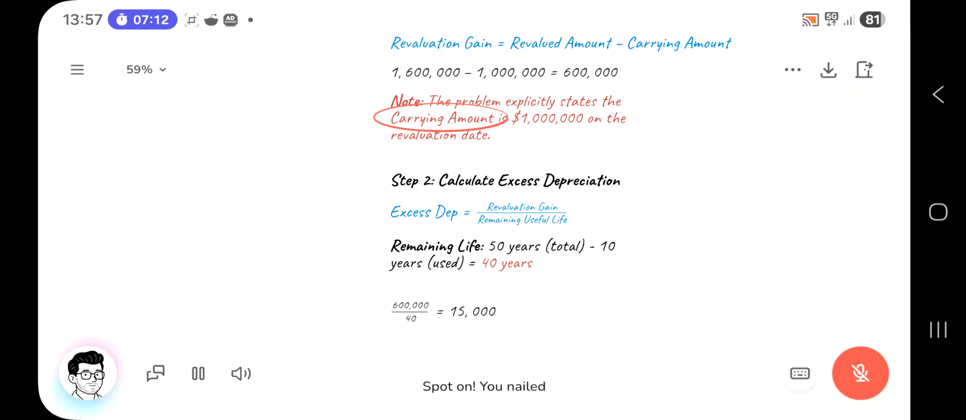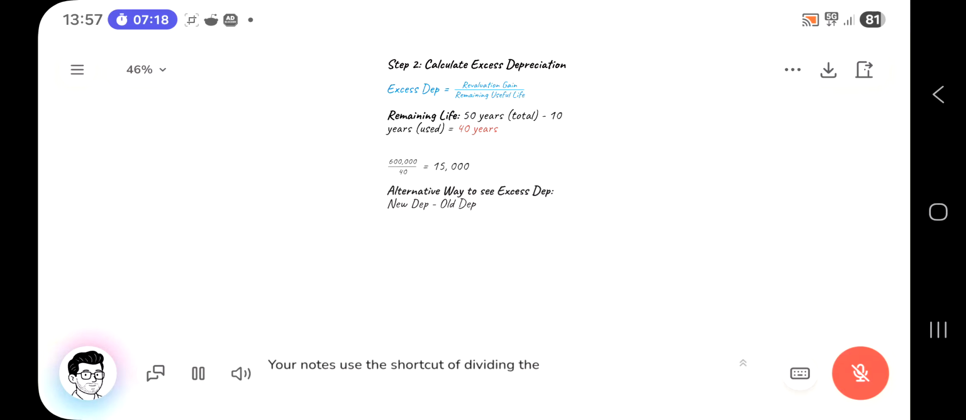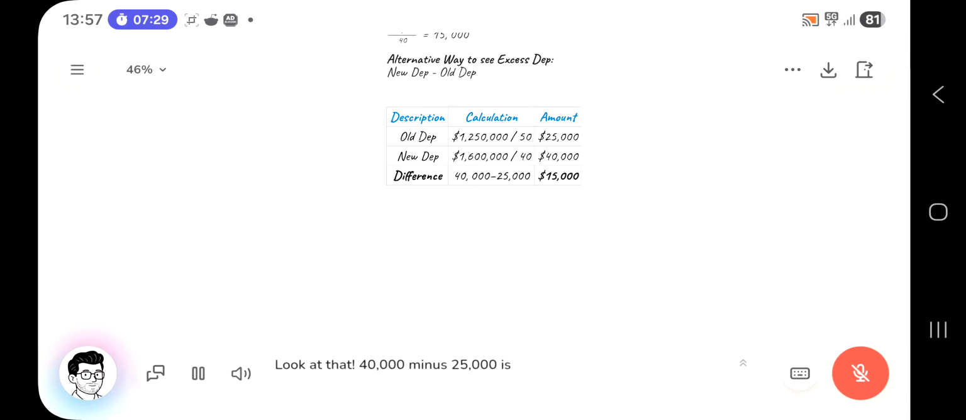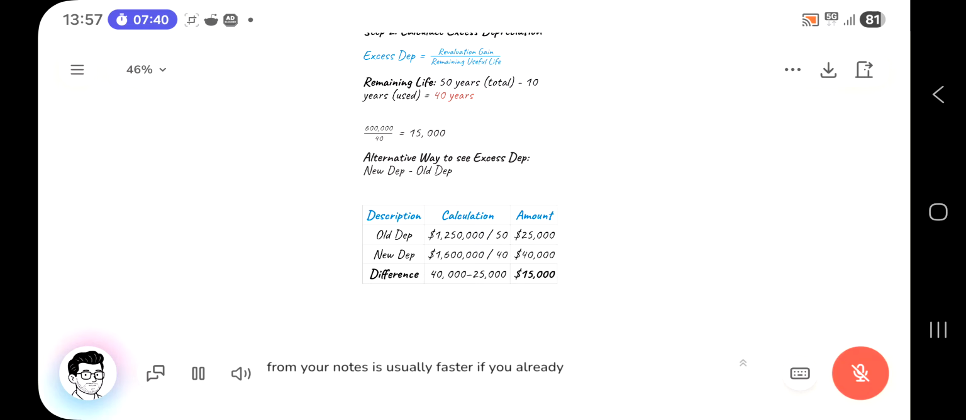Spot on! You nailed it! Your notes use the shortcut of dividing the gain by the remaining life. But let's see if your way gives the same result. It's a great way to double check. Look at that! 40,000 minus 25,000 is exactly $15,000. It's the same number. Use whichever makes more sense to you, but the shortcut from your notes is usually faster if you already have the gain. Shall we finish this off and find the final balance for June 20Y9?